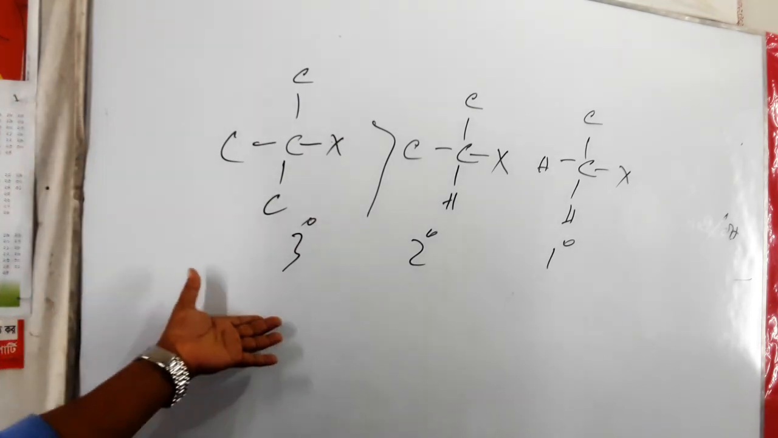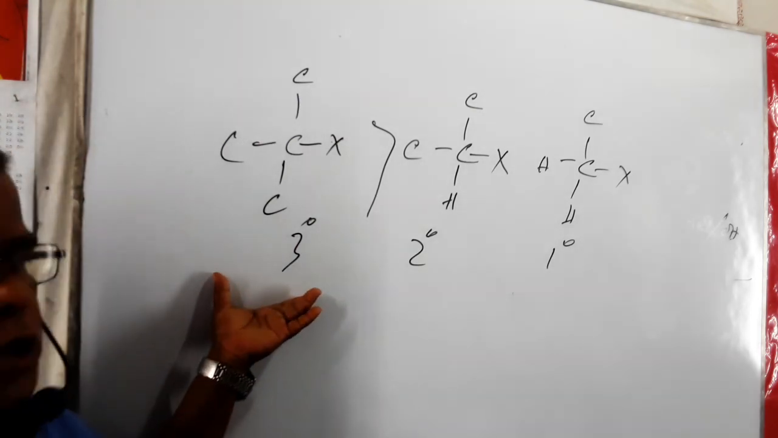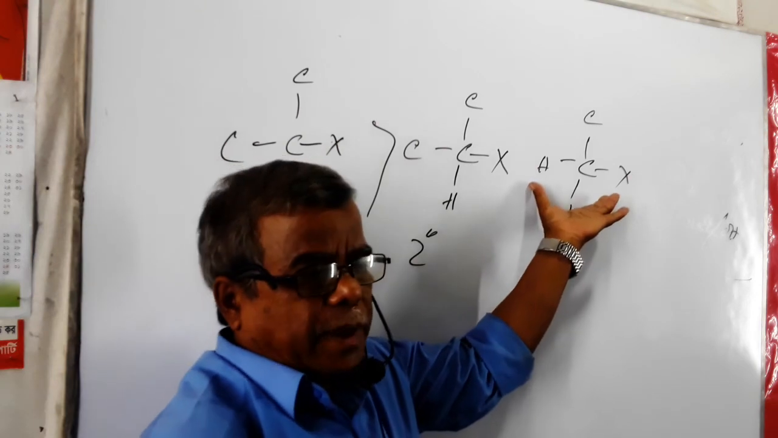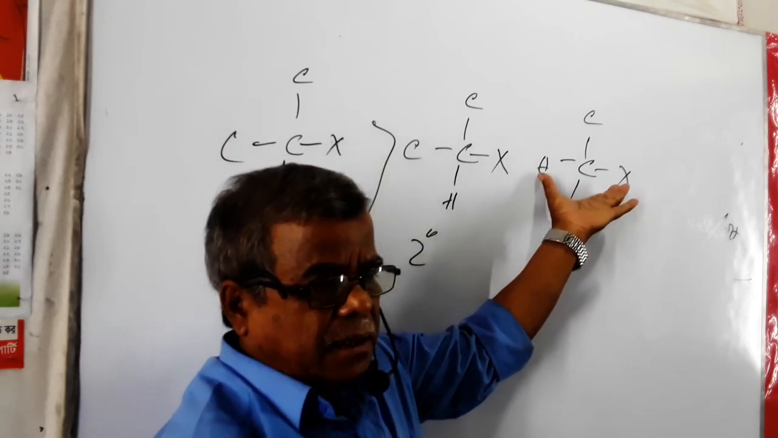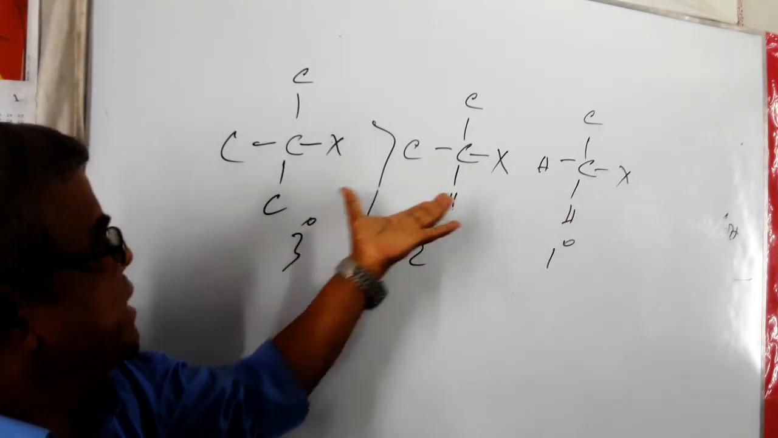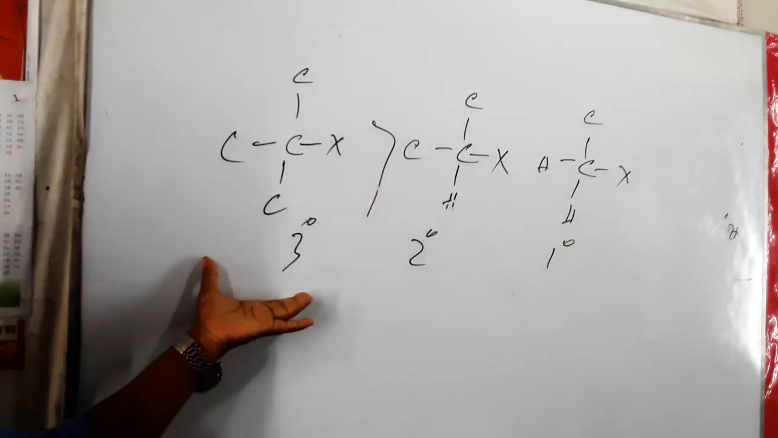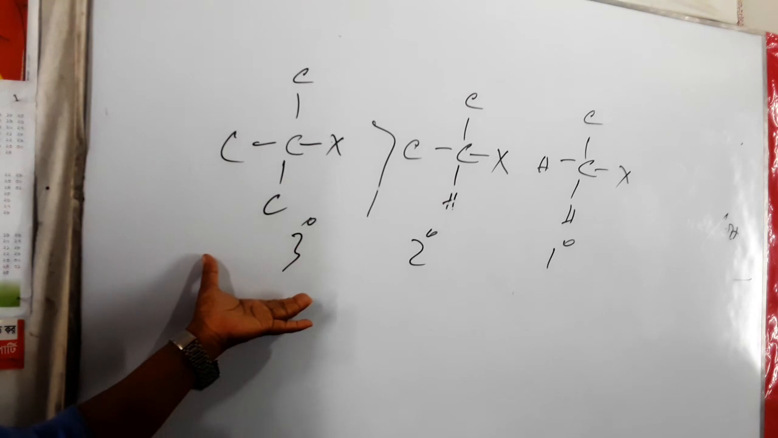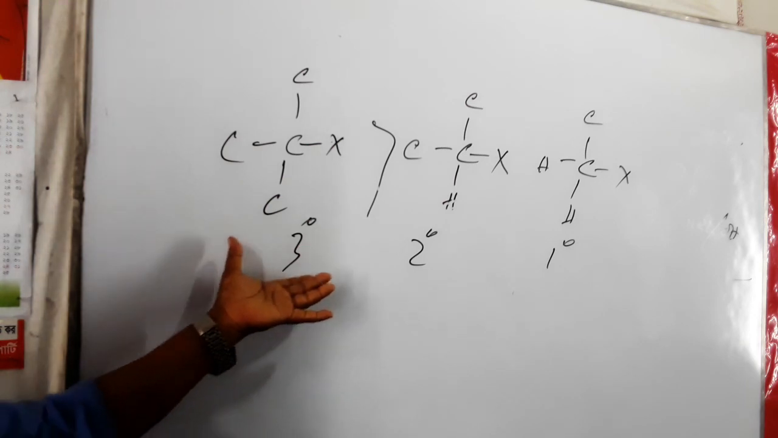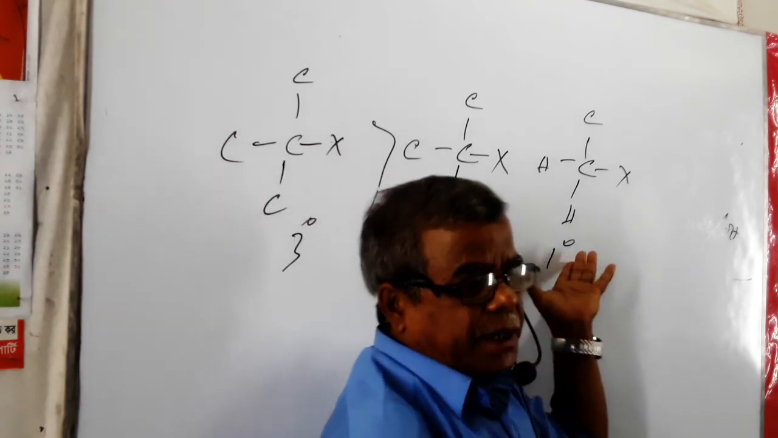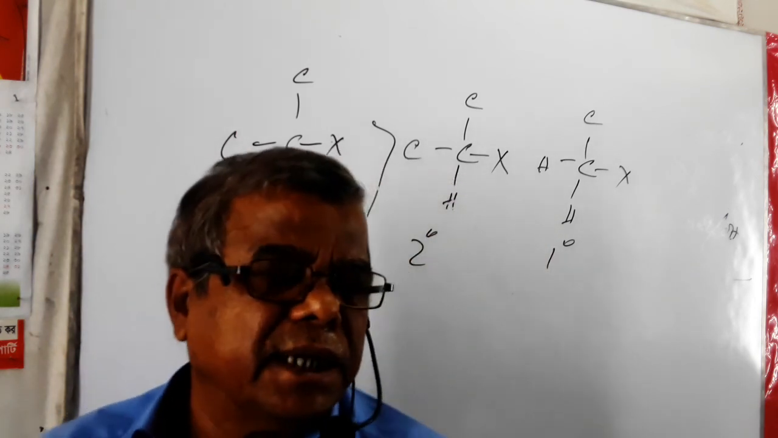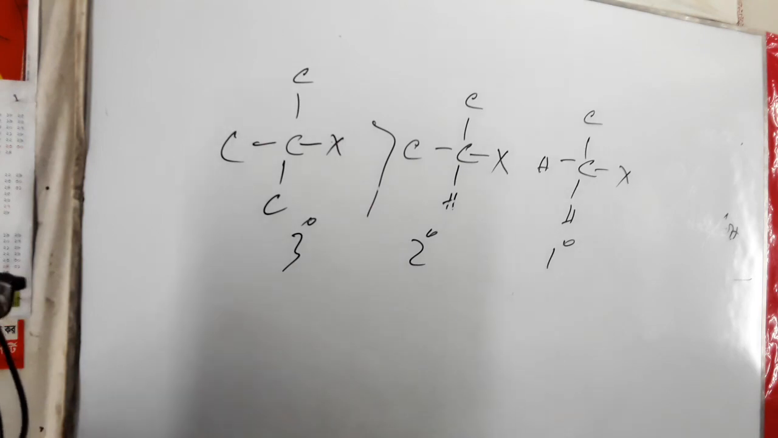The rate of the reaction in the case of the SN1 reaction, 3 degree will be faster than 2 degree and then 1 degree. In the case of the SN2 reaction, 1 degree will be faster than 2 degree, and 2 degree is faster than 3 degree. That is, the SN2 reaction is the reverse of the SN1 reaction.